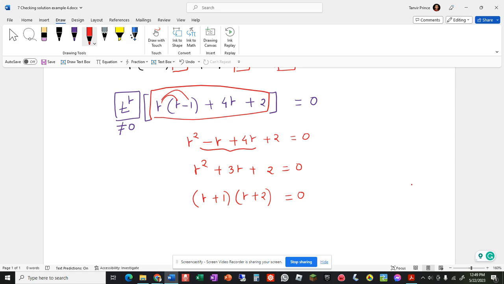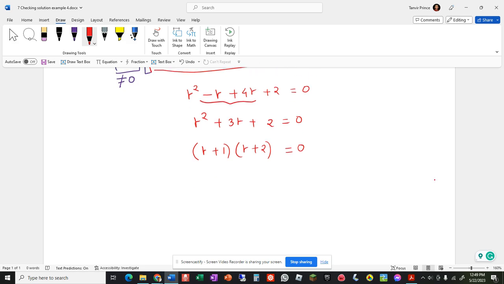So this actually gives me two solutions: r equal to -1 from this factor and r equal to -2 from this factor. So I get two possible values of r so that t to the power r is a solution. Let's write that down. One of them is y1, and remember the solution has the form y equal to t to the r. So I substitute r equal to -1, and that will be y1. That's one possible solution, which I can also write as 1 over t.